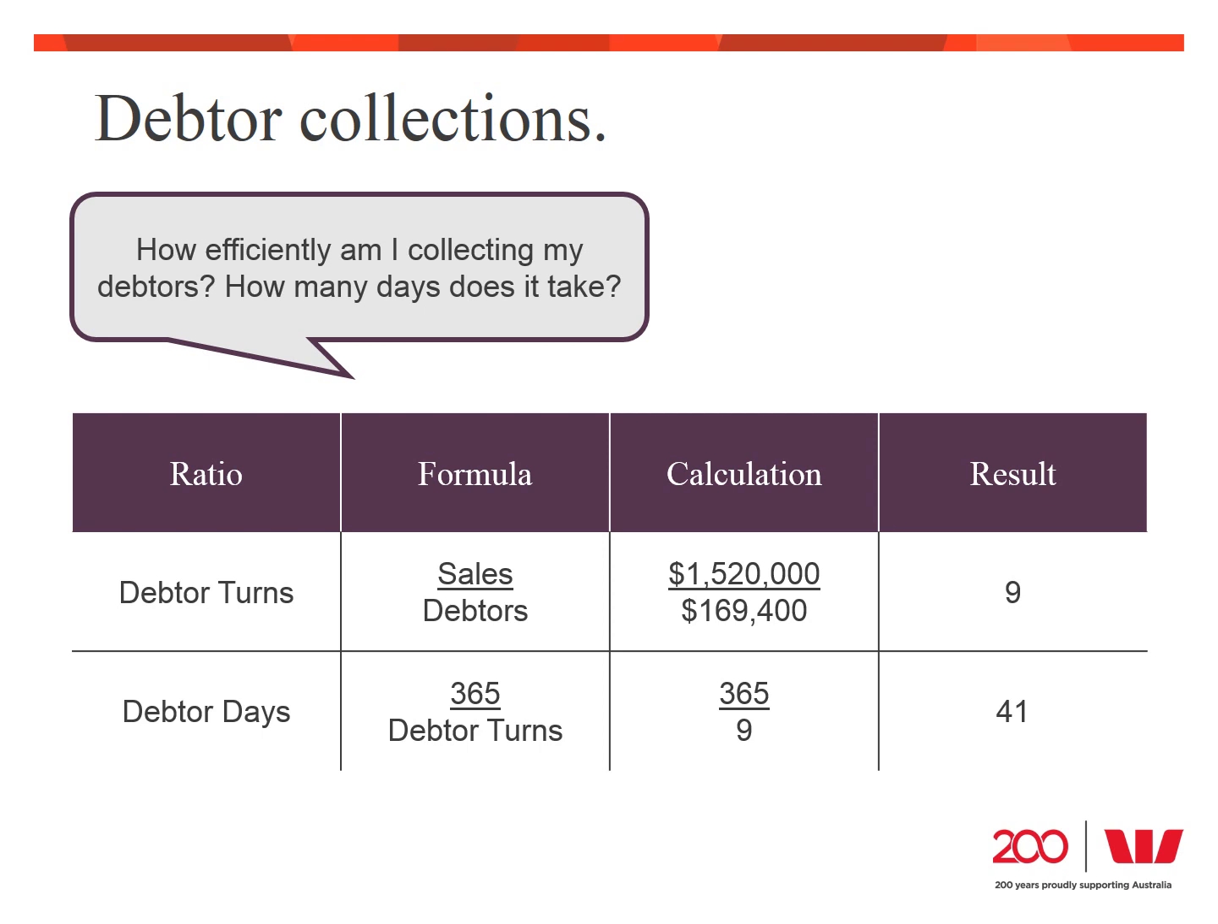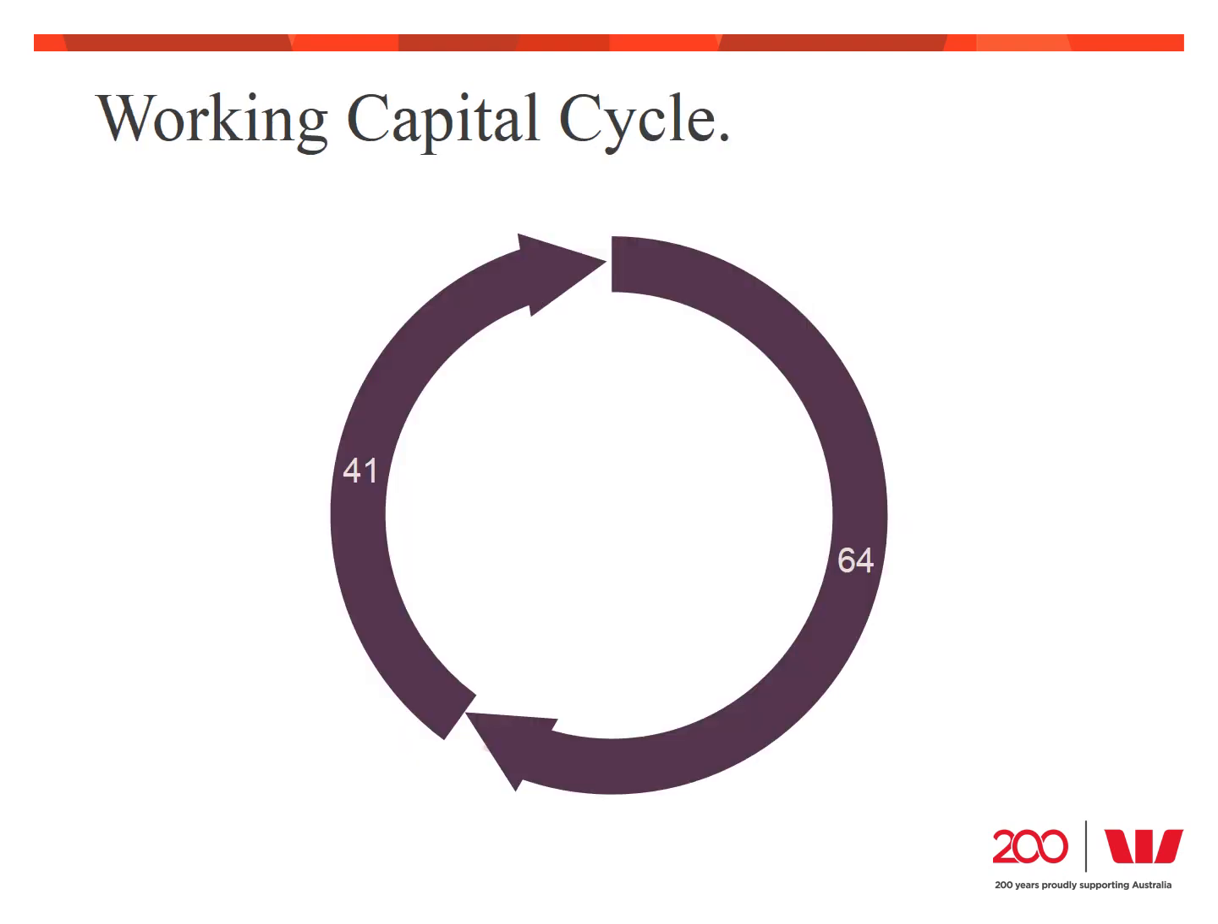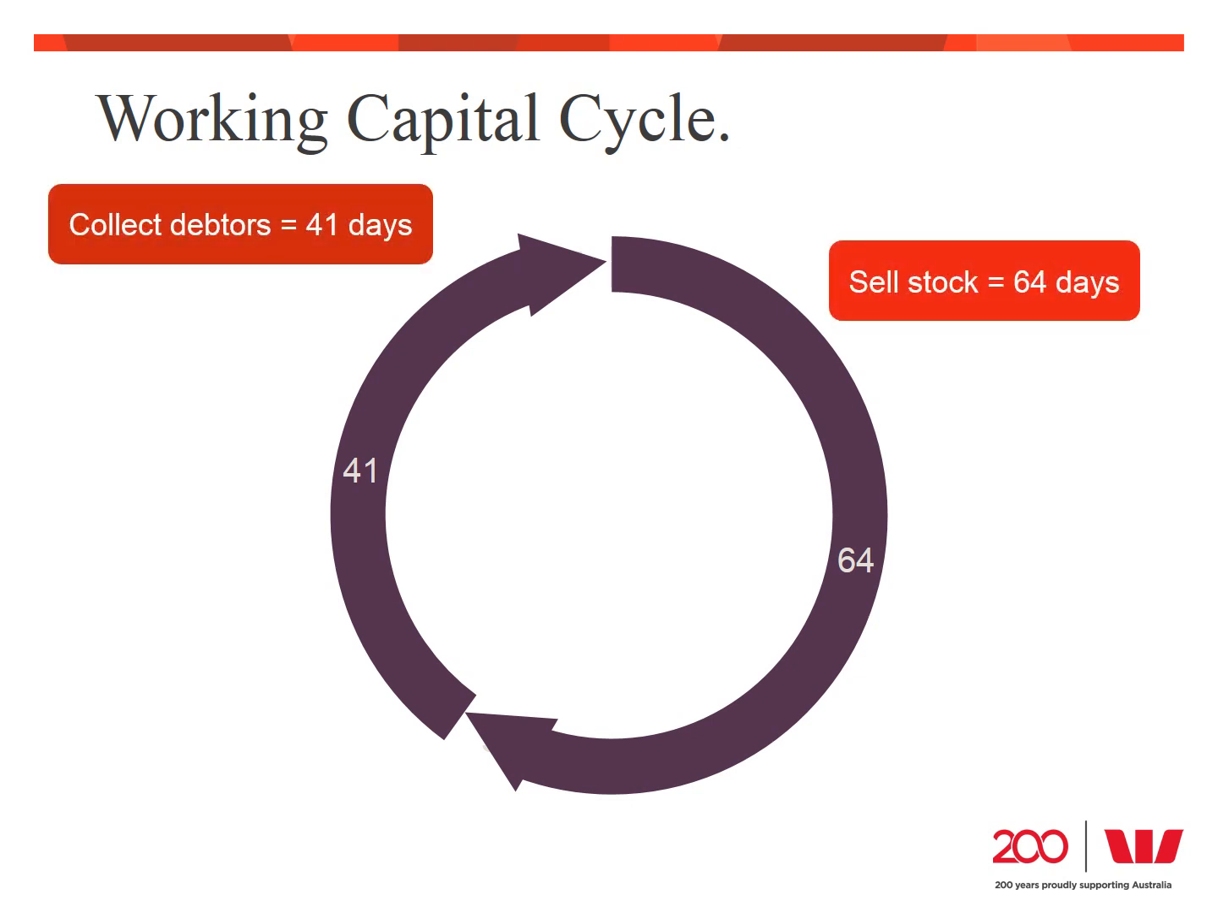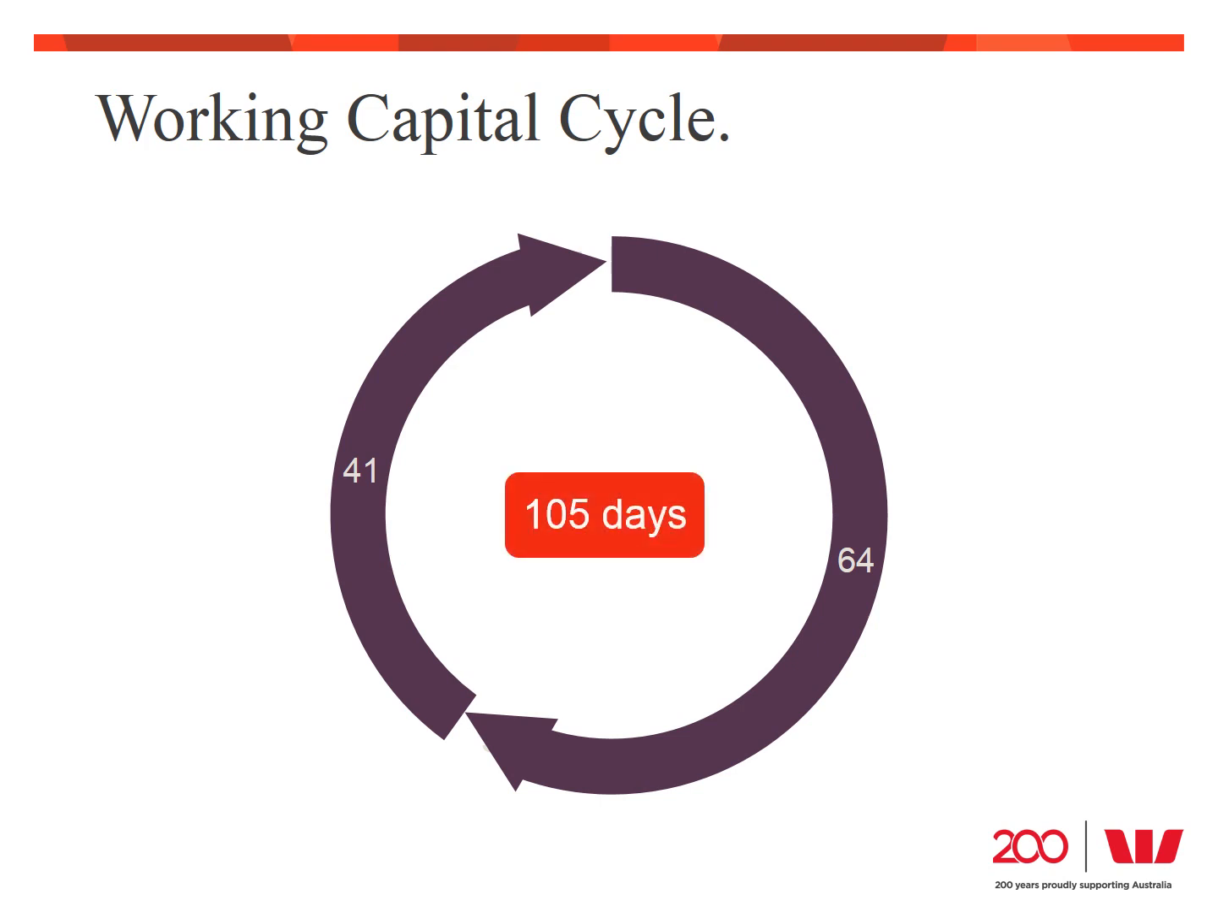So is that good, bad or indifferent? That will depend on what her terms are. Now if Anna's terms are 30 days from the end of the month, then 41 days is probably about right. However, if she has 14-day terms, then 41 days collection, not so good. So in total, how long is it taking Anna's working capital cycle to turn? Well, we've got 64 days to sell her stock, then 41 to collect the debtors, which means that on average, it's taking Anna 105 days, that is more than 3 months, to turn that working capital cycle.